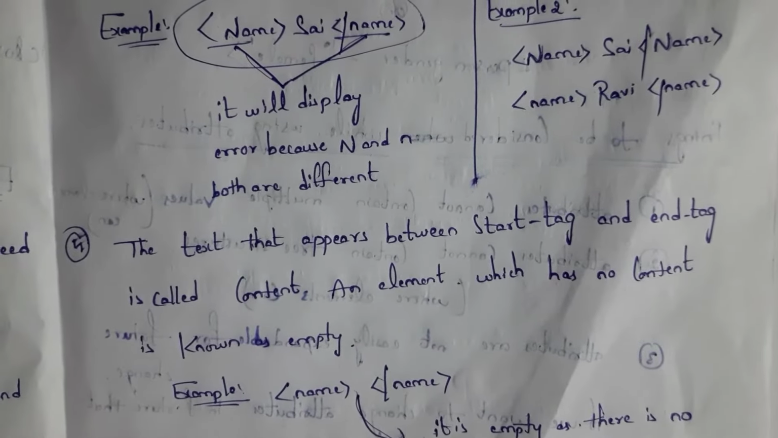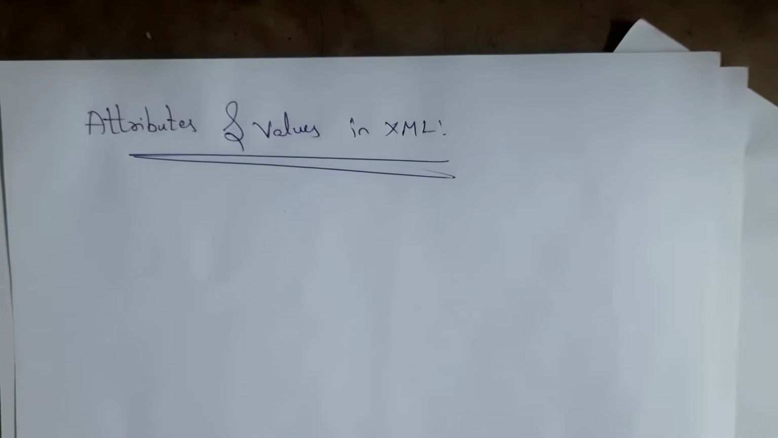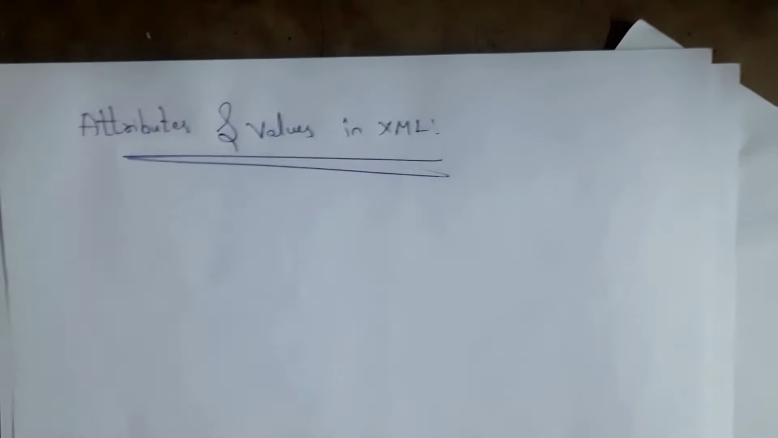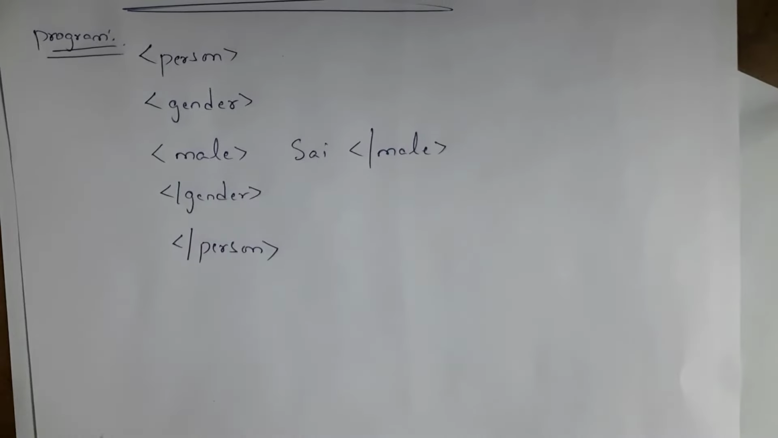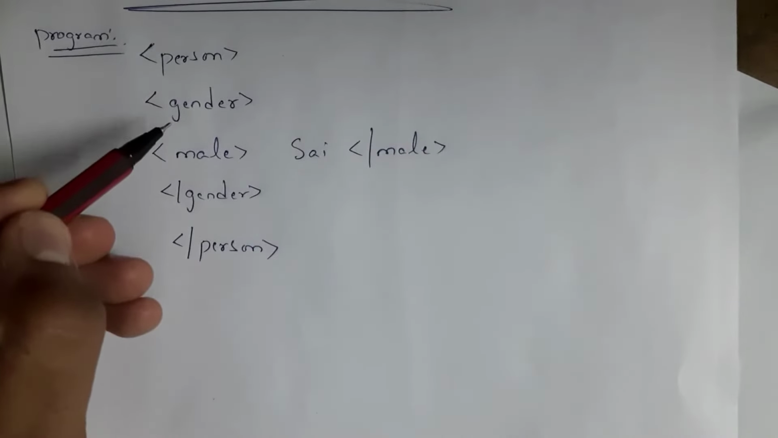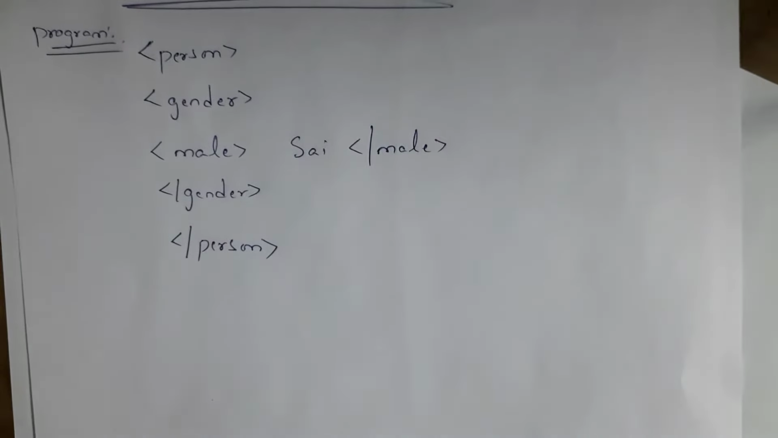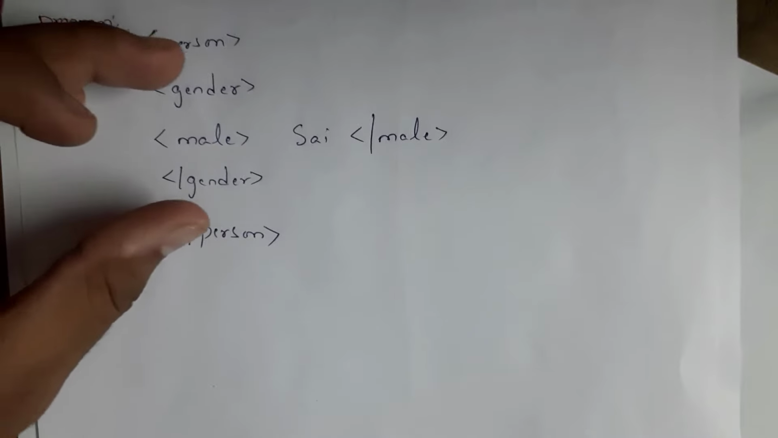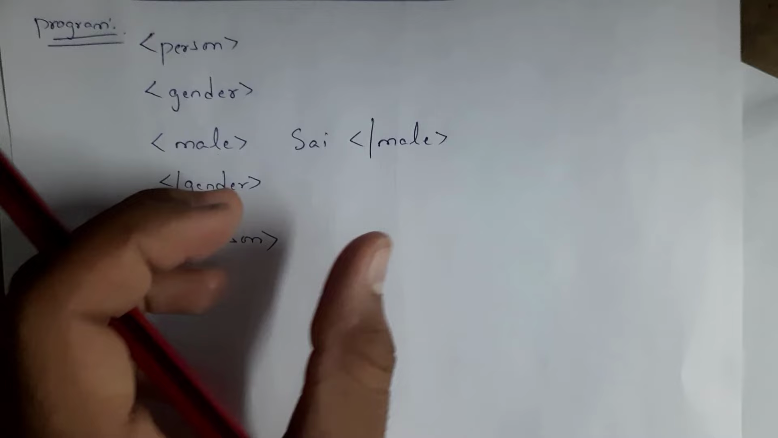All these are the properties of XML tags. Next topic is attributes and values in XML. I will write one small program. In this program I took person, gender is male, and that person's name is Sai. First I wrote person, after that I wrote gender is male, and his name is Sai.